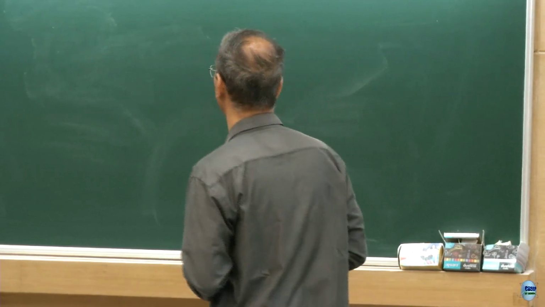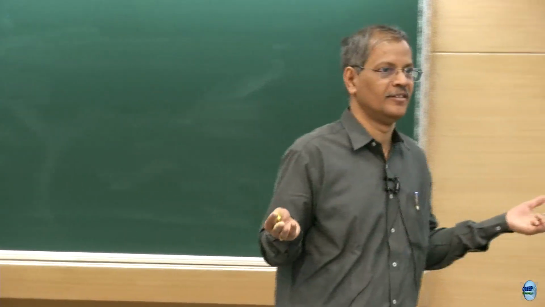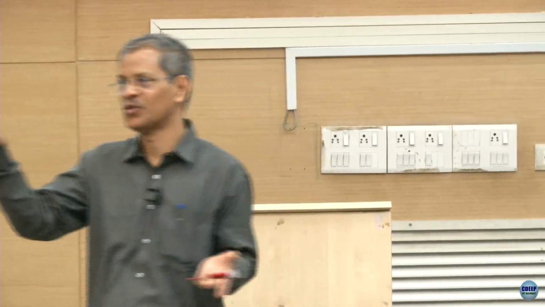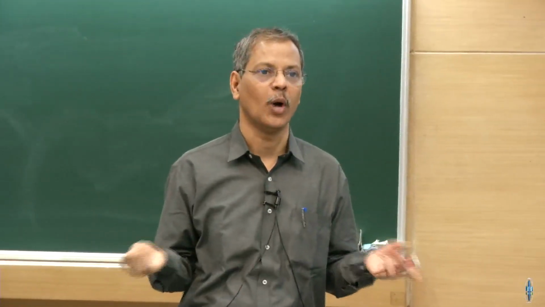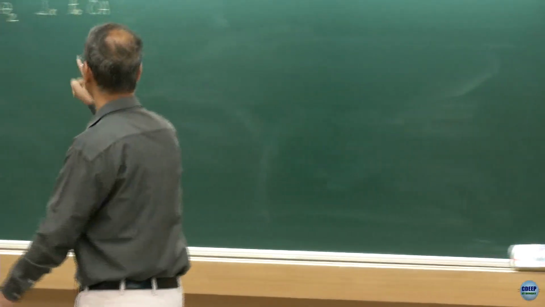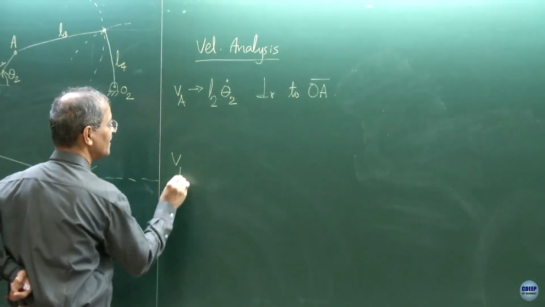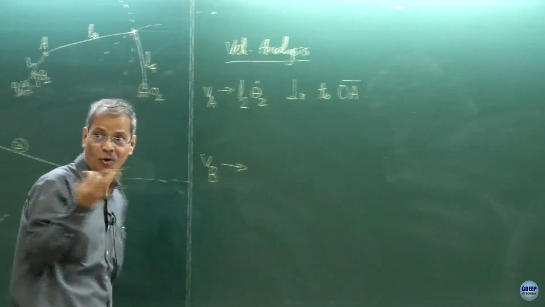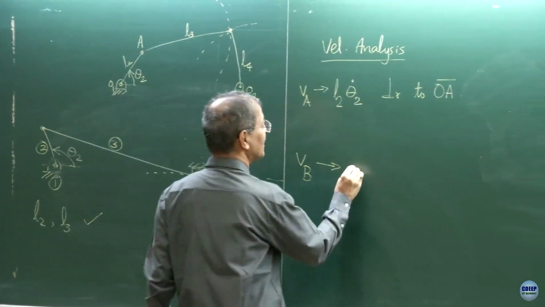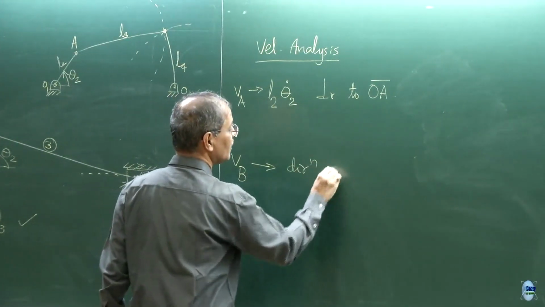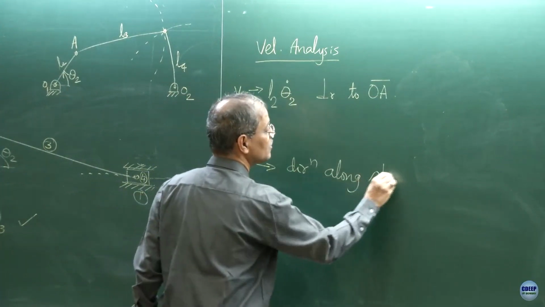Possible. What should be the direction of B's velocity finally, when you eventually find it? It's a piston after all, a slider. What you have shown, Abhimanyu, like this, and Farah also was showing like this, what is it? It is along the slider direction. So I know this is VA; VB, I don't know how much it is. I need to find that, but the direction is along the sliding axis.